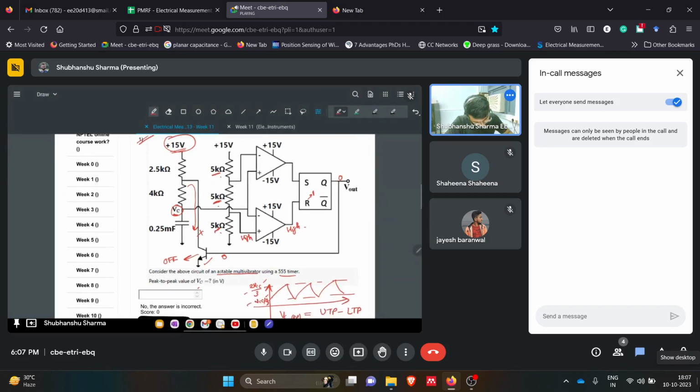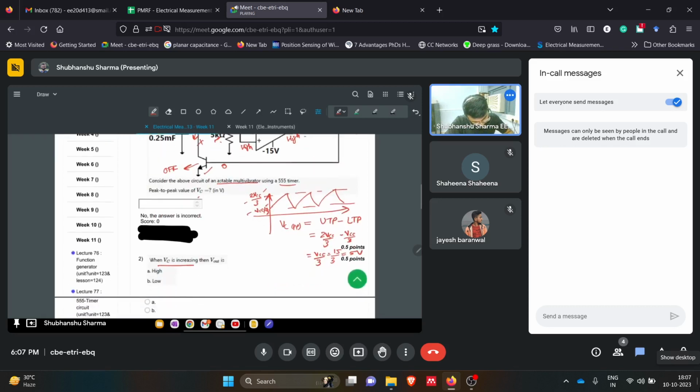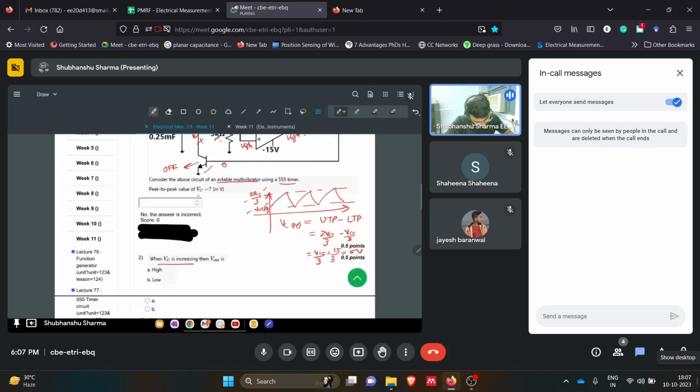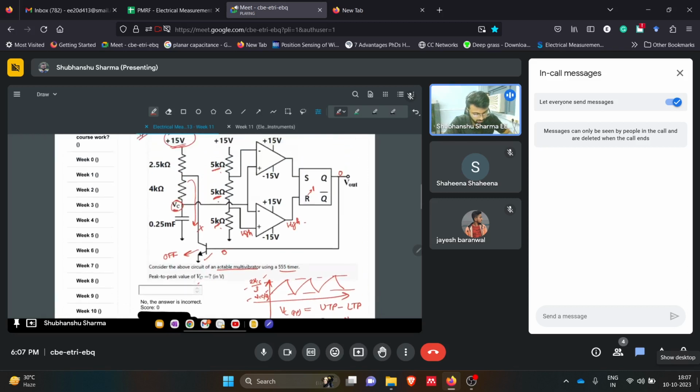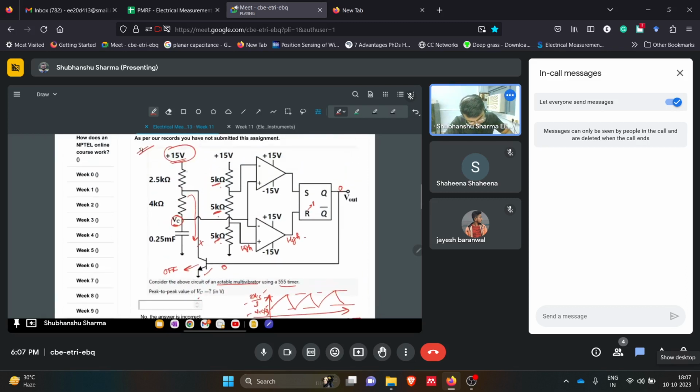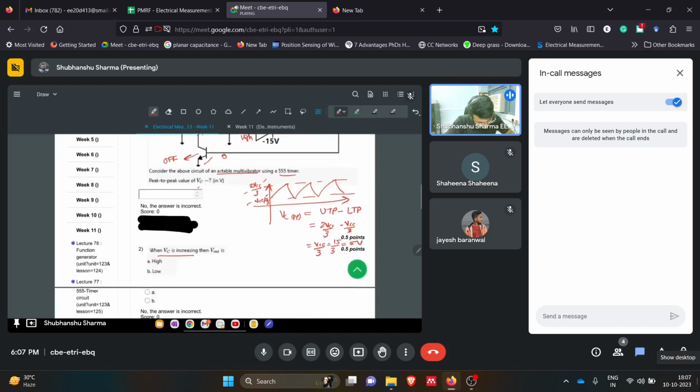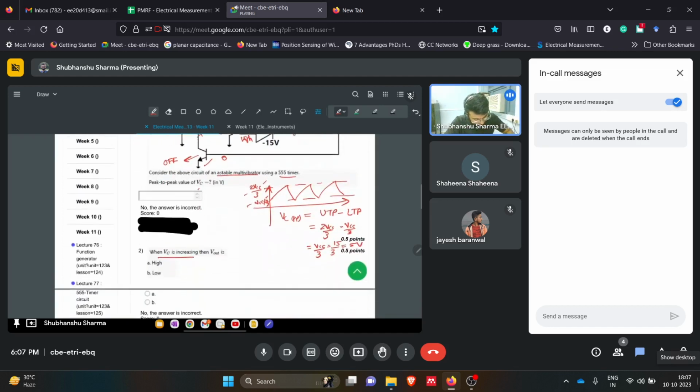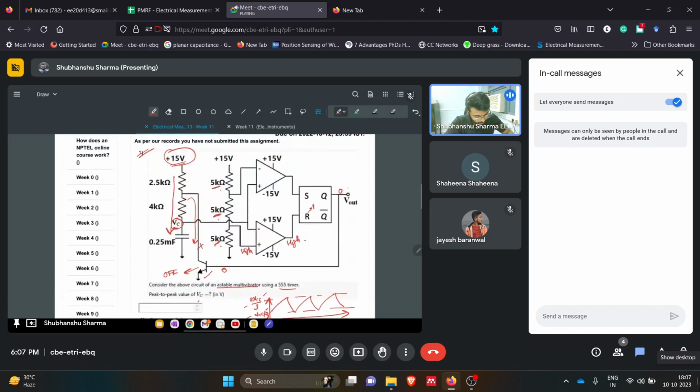So this is increasing, then V out is... So they are saying VC is increasing. That means this is the path which we are talking about. So this was off. So okay, V out. They only ask for V out. So V out will be low.